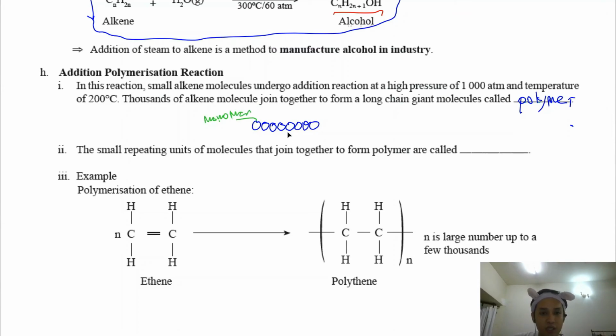Okay, monomer. One is a monomer. This whole thing is called a polymer. So the small repeating units, meaning each blue circle here, are called monomers.